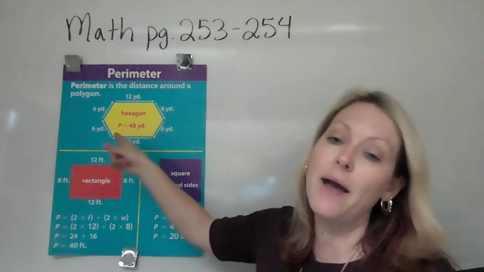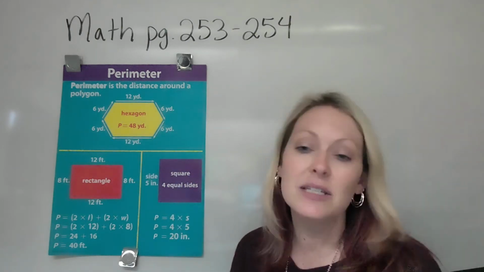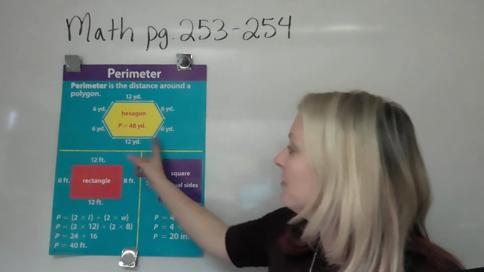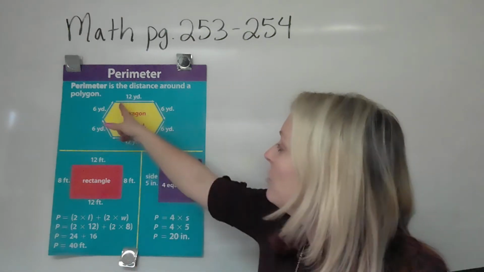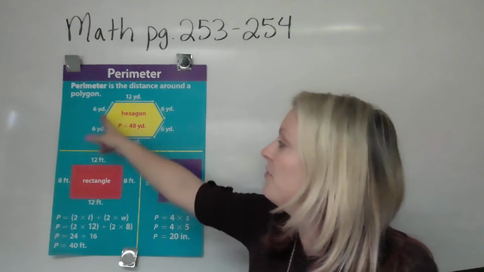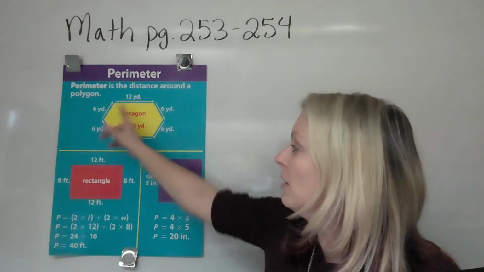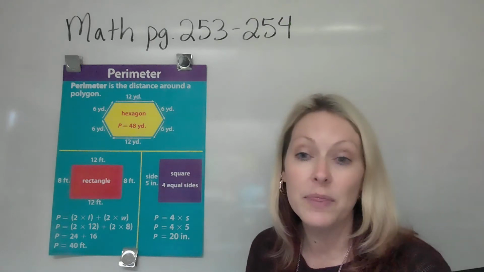So don't forget that perimeter is the distance around the polygon. Now, if you have a hexagon, you would need to add up all of the sides, right? P equals adding up all of the sides, depending on what they are.